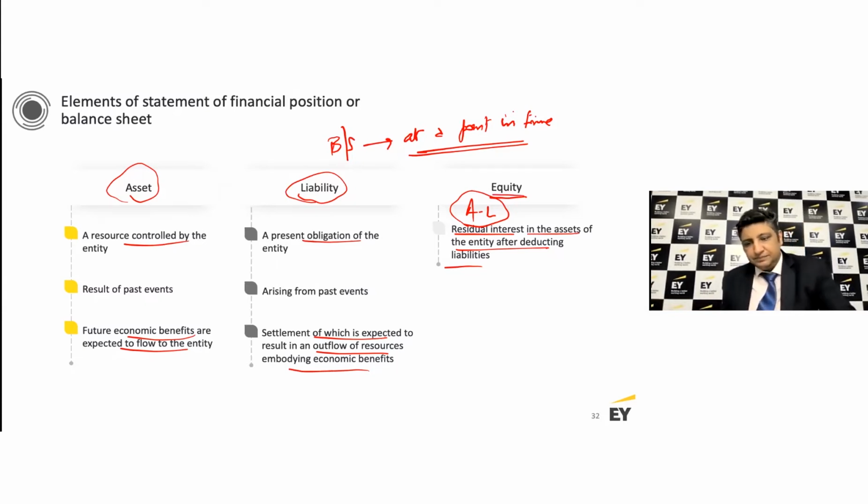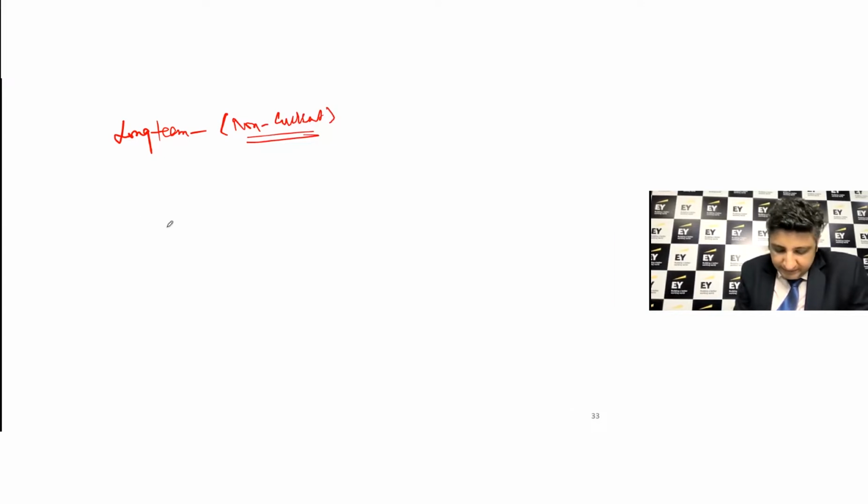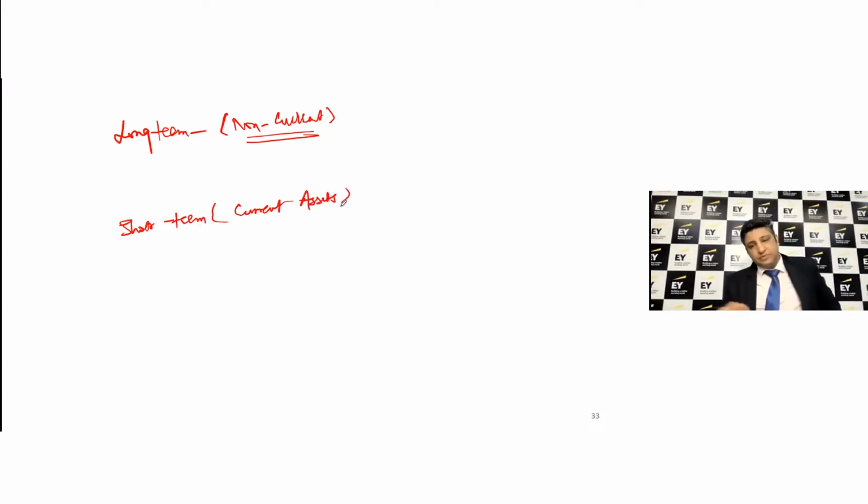Now, while Ind AS 1 talks about the different categories of assets, I might want to segregate them broadly into long-term assets, which are non-current assets, and short-term assets, which are current assets. These could be tangible, intangible, financial assets, non-financial assets and so on. That's where we start talking about the examples.